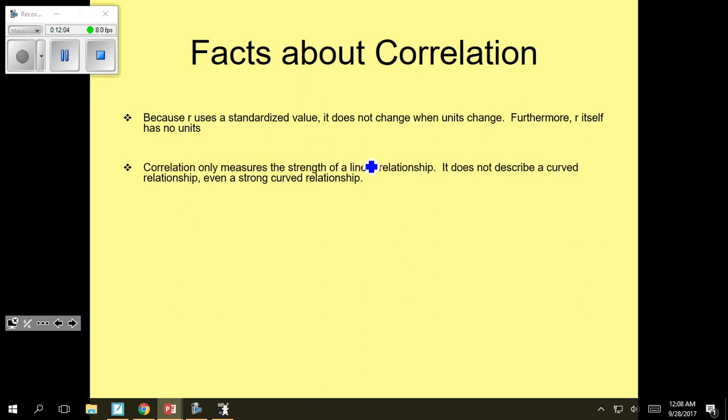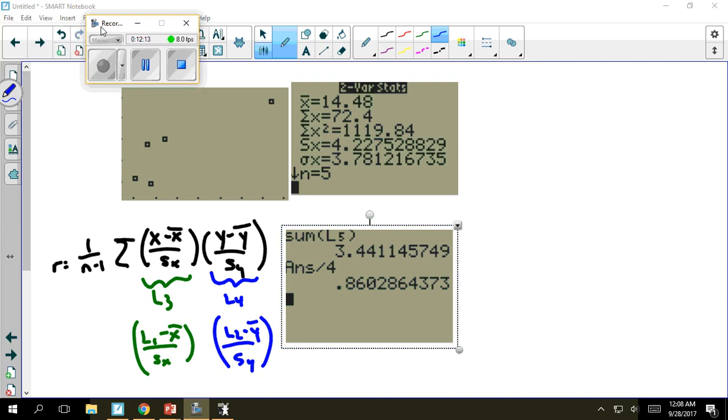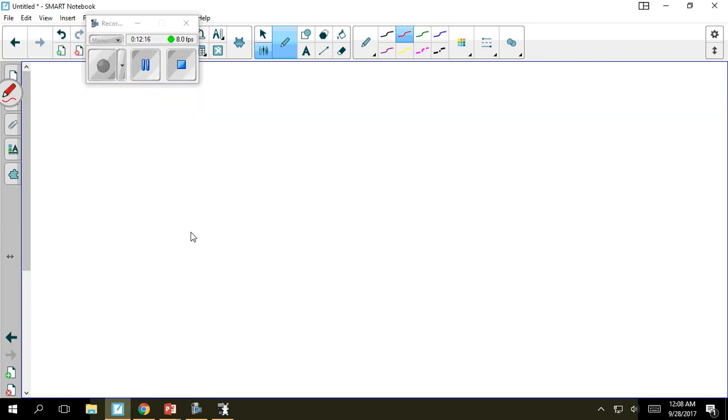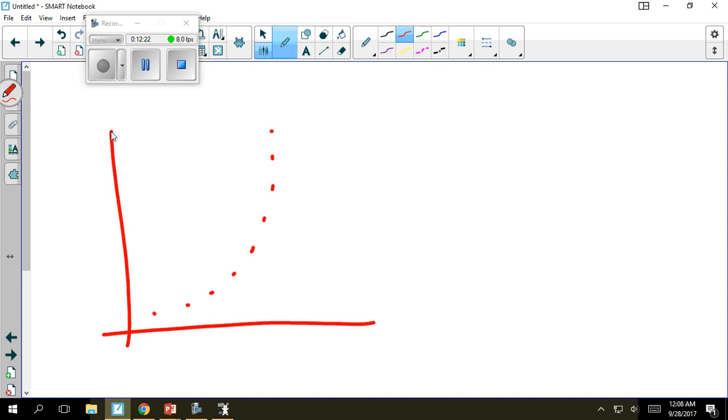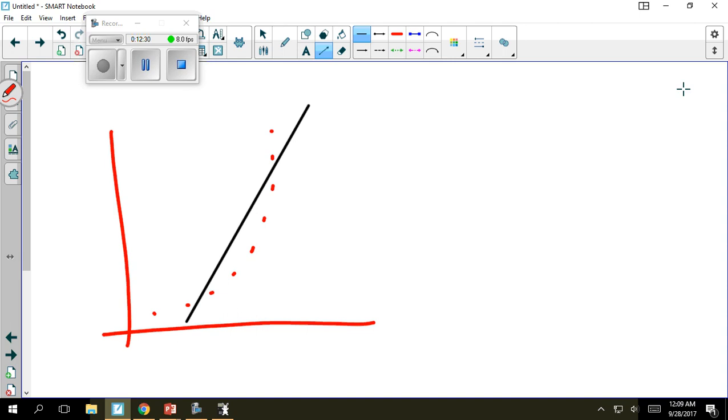Correlation measures strength of linear relationships. It doesn't describe curved relationships, even strong curved relationships. So if I look at a graph like this one, it is not linear. But if I talk about correlation, then what I'm saying is, how well do these points match up to some line? And you could see that this line doesn't do a terrible job, but boy, something would do way better than that, namely a curve of some sort. So I may end up with a strong R value even with curved data.